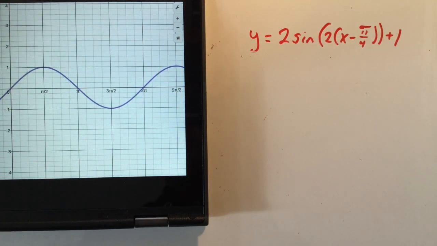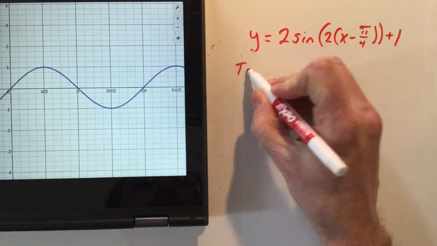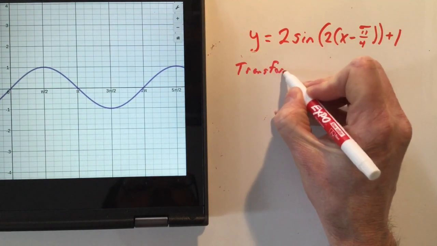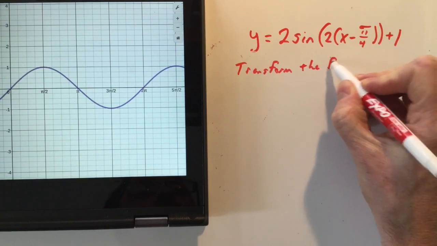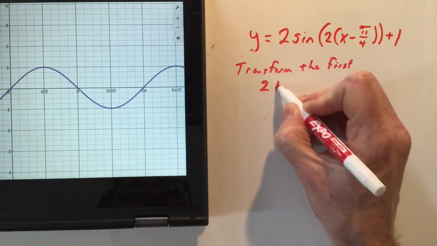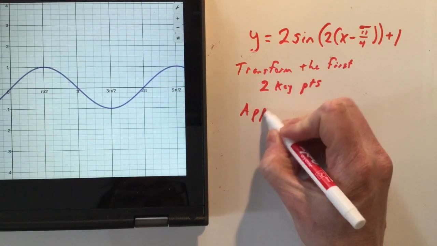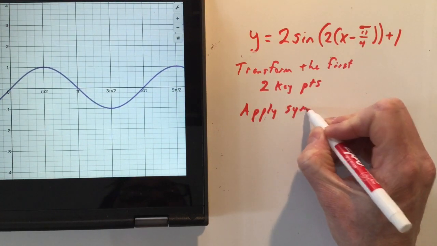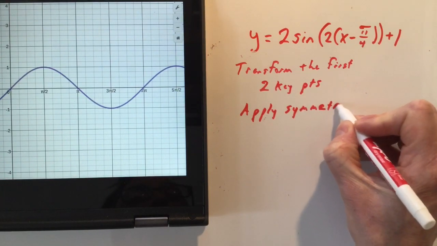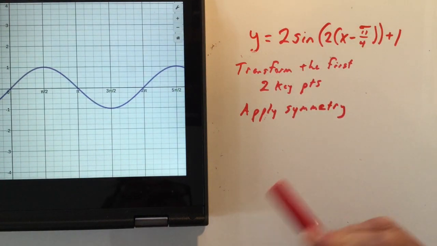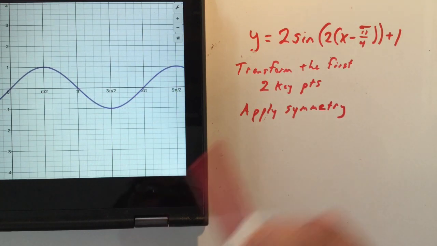Okay, method number 2, we're going to start from scratch here again, and method number 2 is sort of a shortcut version of method number 1. What you're going to do is transform the first 2 points and then apply the symmetry. Okay, so we go through the same transformations we did in the last example. But now we only do it twice.